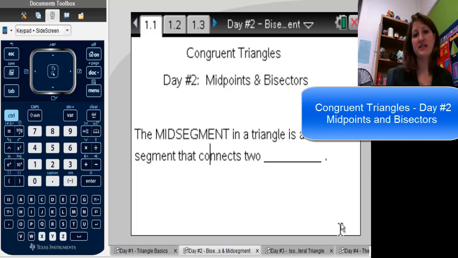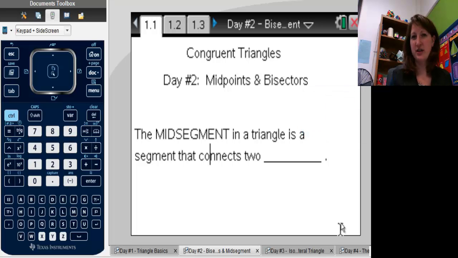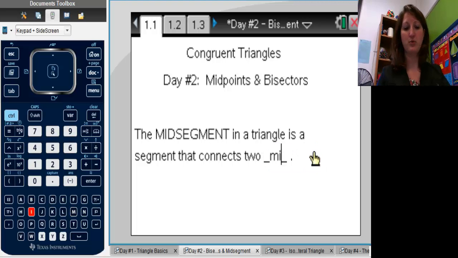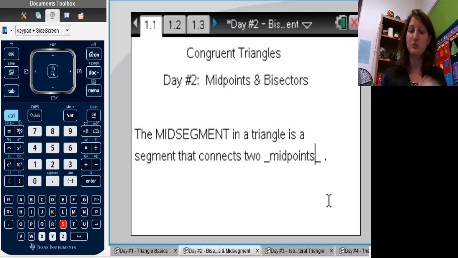Hi! For the second day of our Congruent Triangles chapter, we're going to talk about midpoints and bisectors. We're going to start off with a new term that you probably haven't seen before, and that's a midsegment. In a triangle, the midsegment connects two midpoints. So a midsegment is a segment that connects two midpoints.